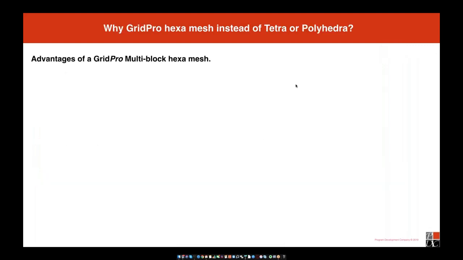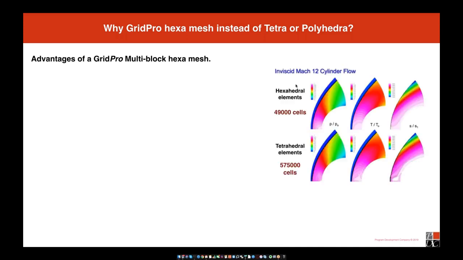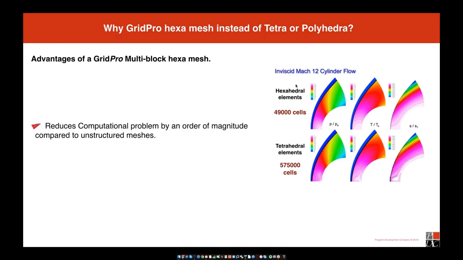Now, why GridPro mesh when compared to the other options available in the market? First, a few general points related to multi-block meshing. Multi-block meshes give you aligned grids, which give you better physics capture and also lead to faster convergence. Secondly, it reduces the computational problem by an order of magnitude. Here in this example, the number of cells is a lot lesser compared to what a tet mesh would have. This is primarily because tetrahedra cannot be stretched, whereas hexahedra can be stretched, and fewer hexahedral cells can fill the domain more efficiently when compared to other shapes.